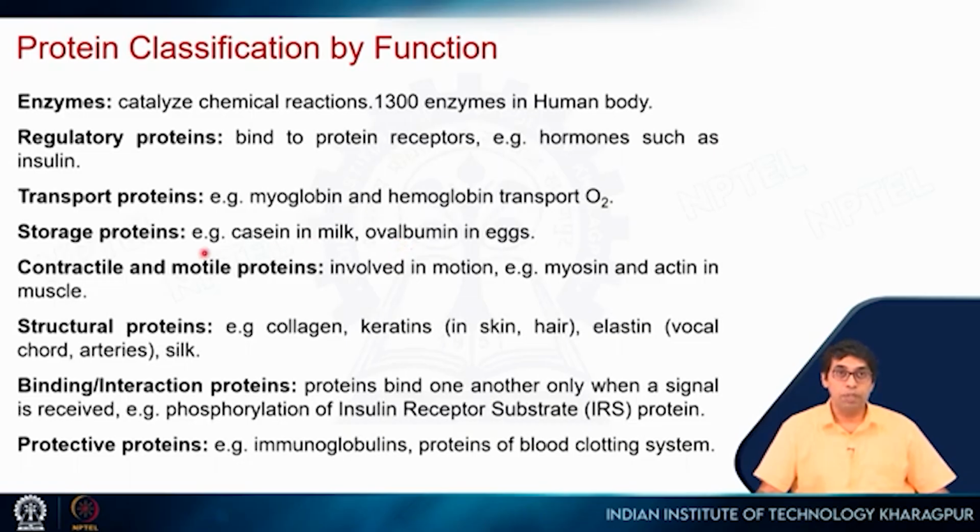These are storage proteins. Then in our body, we have muscles which are contractile and motile proteins. They help us to do all sorts of work. There are structural proteins like collagen, keratins in our skin and hair, elastin which forms our vocal cord. So, these are all structural proteins. Then there are binding and interaction proteins, for example, proteins that bind to other proteins and result in signaling, like phosphorylation of insulin receptor substrate proteins. We will see such signaling events a lot when I talk about cell cycle.